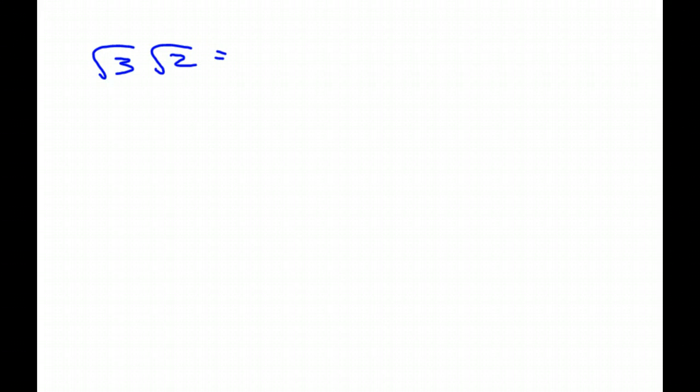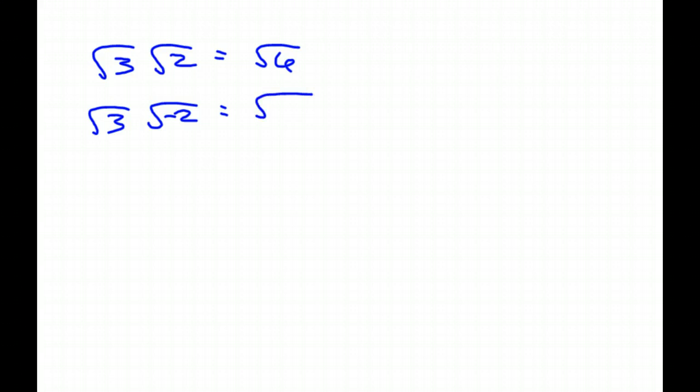Square root of 3 times the square root of 2 is? Square root of 6, because you just multiplied what's on the inside, putting the radical sign on there. Smart. Square root of 3 times the square root of negative 2. Negative 6. Square root of negative 6.